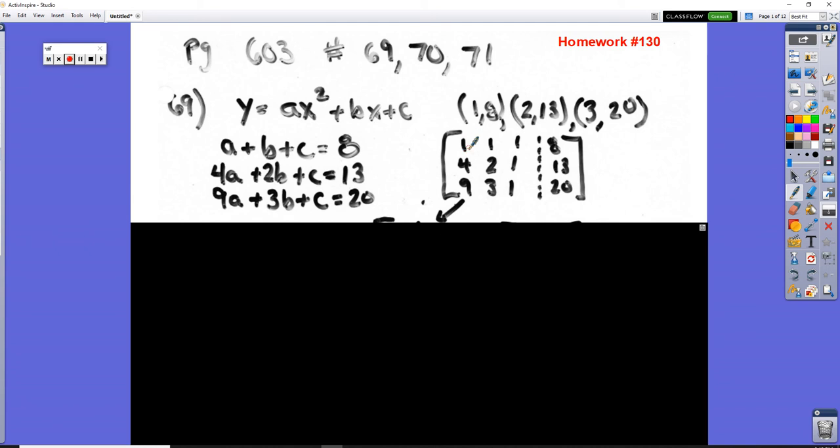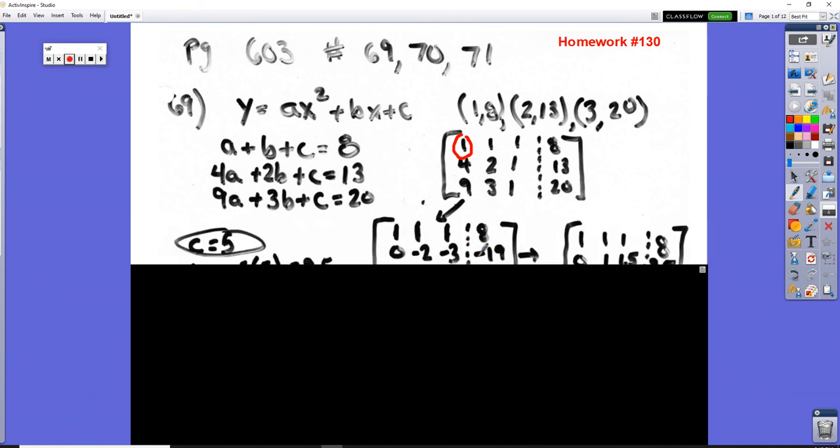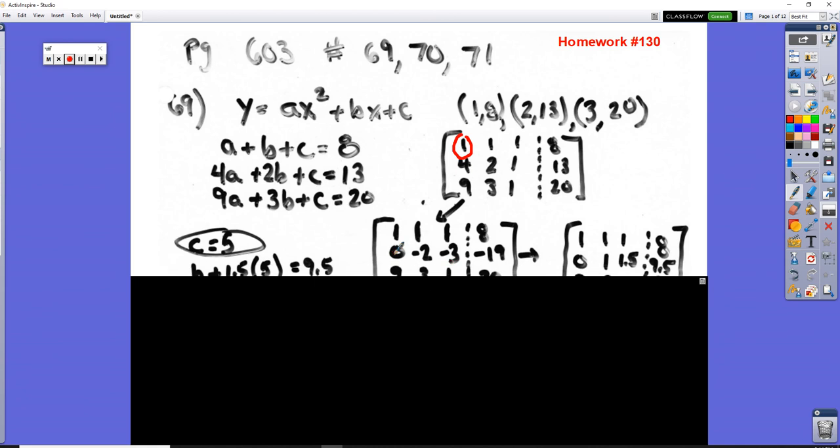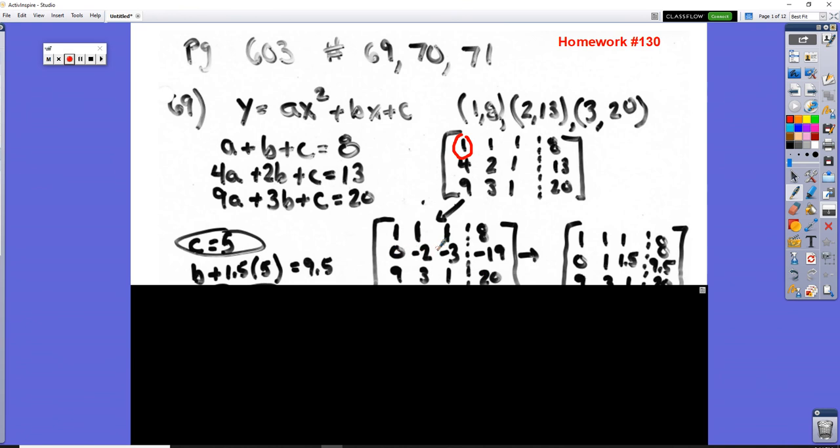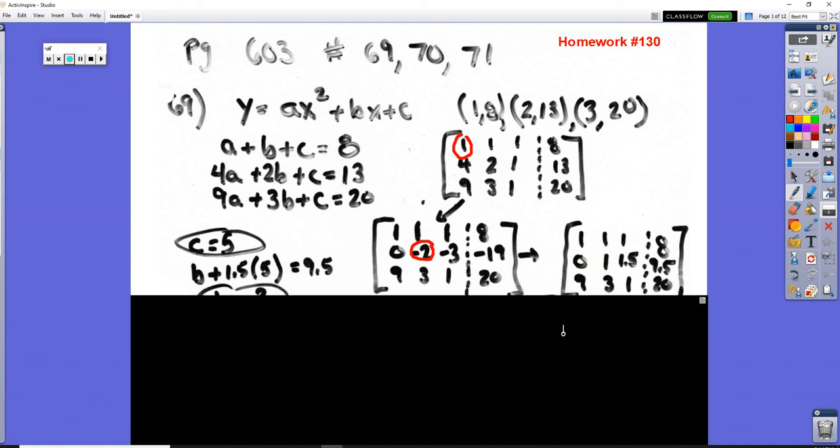So we're now going to do Gaussian elimination. We want to get the top row, left-hand corner, to be a 1. It is. We're going to use the top row multiplied by -4 and add it with the middle row to change this into 0, -2, -3, -19. You're then going to want to take this middle row and divide everything by -2 so that you could turn this spot into a 1. So that'll give you 0, 1, 1.5, 9.5.